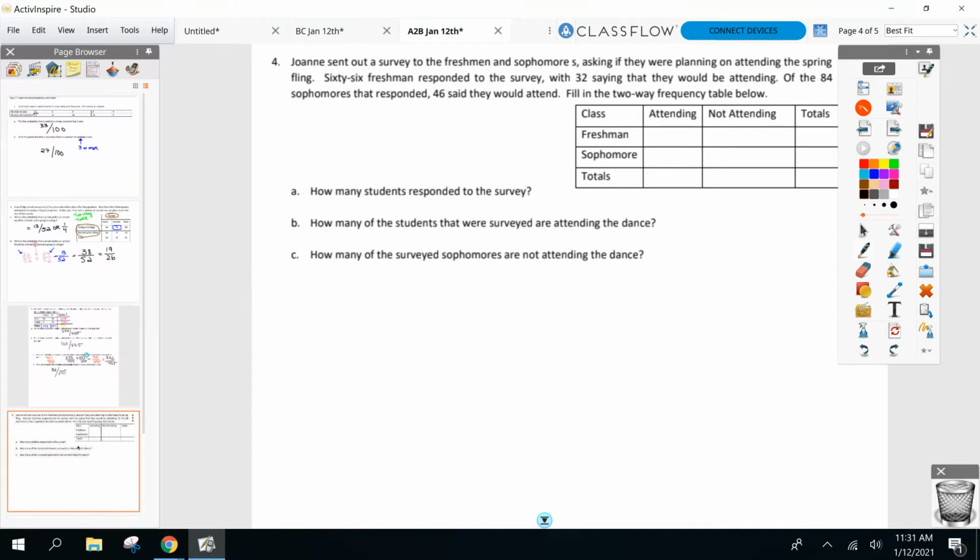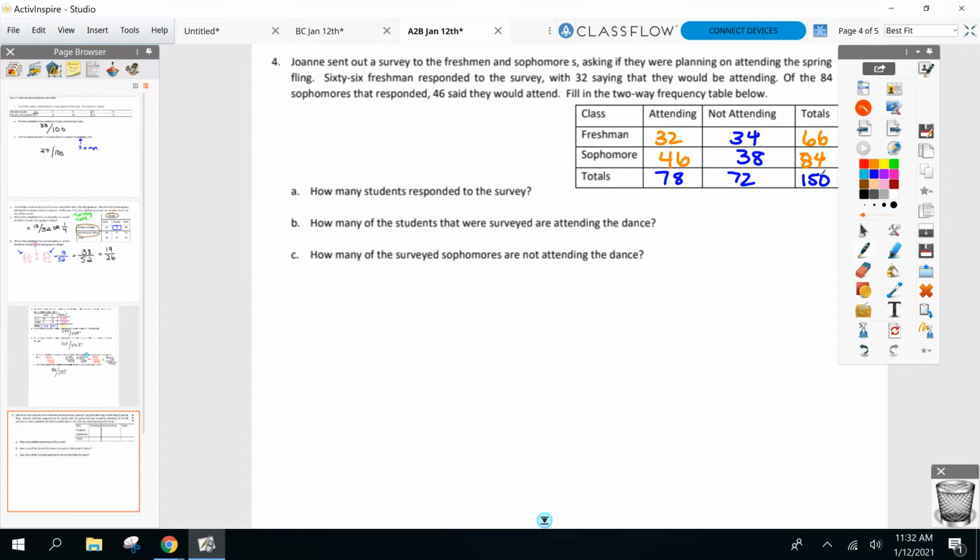All right, let's check if we have the correct numbers in here. It started off by saying 66 freshmen responded, so we had a 66 in the totals for freshmen, with 32 saying they would be able to attend. So 32 freshmen attending. 84 sophomores in the total. 46 said they would attend. And that's all I gave you. So from here, you should have been able to fill in the rest. So I got 34 freshmen not attending, 38 sophomores not attending. Total number of people attending, 78. Not attending, 72, for a total of 150 people here, total.